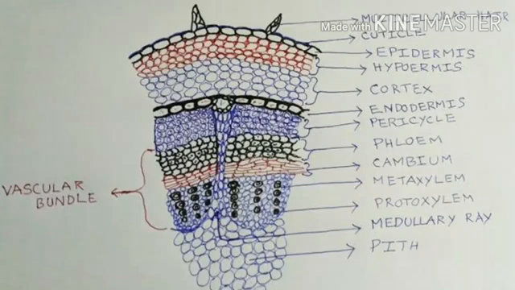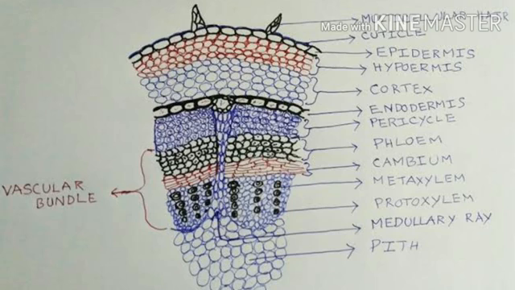So here in the picture, you are observing that the outermost layer is known as epidermis. This epidermis is covered with the layer that is known as cuticle, and it bears trichomes, and stomata are also present. The stomata and cuticle are found in stem, not in root.